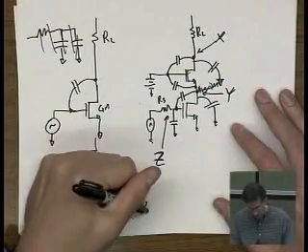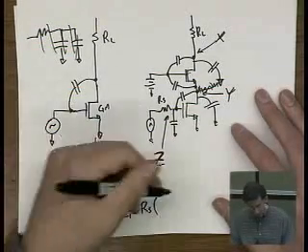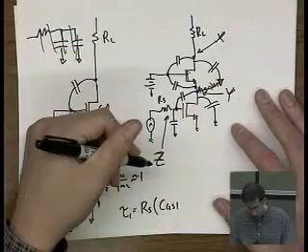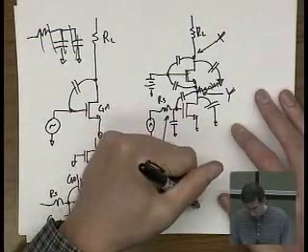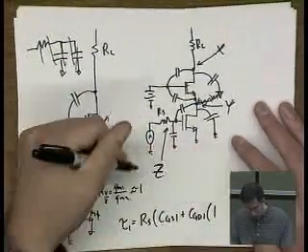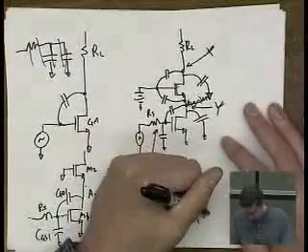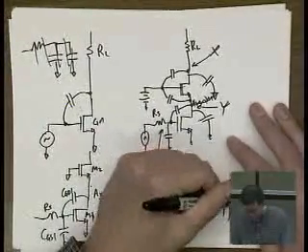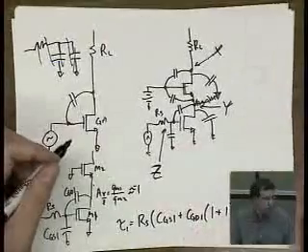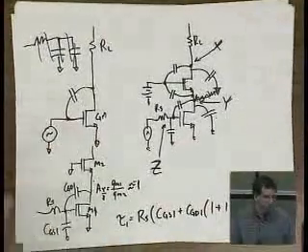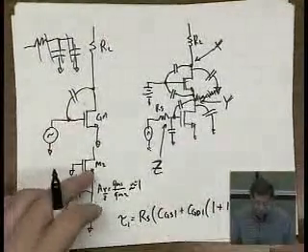Okay? So that means now that we know that, we can calculate the pole. Tau1 is equal to RS times CGS1 plus CGD1 times 1. This is actually, the gain is minus 1 plus 1. So CGS plus 2 CGD, roughly, times RS. Pretty straightforward.